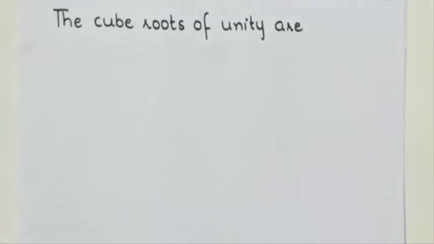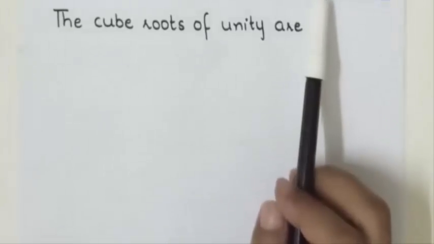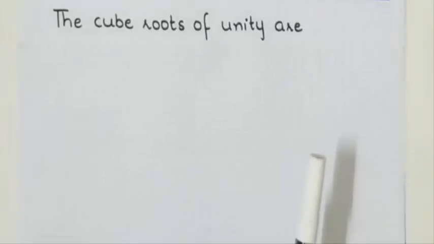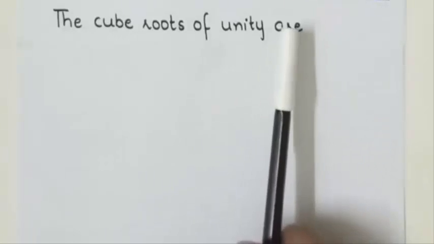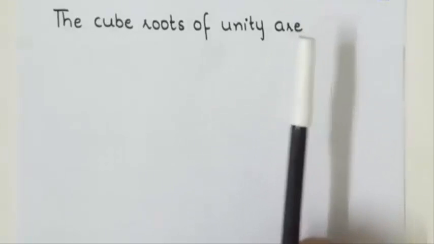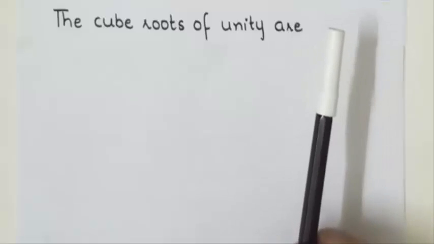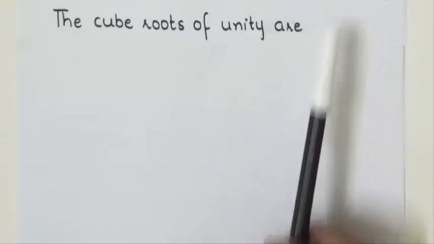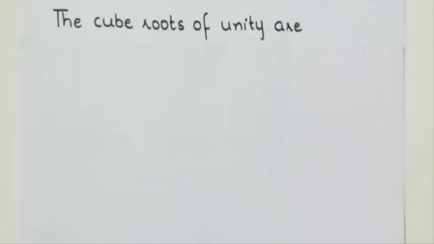Roots of unity. So basically the cube roots of unity are the cube roots of 1, because unity means 1. The cube roots of unity can be defined as the numbers which when raised to the power of 3 give the result as 1. So basically we have 3 cube roots of unity and these are 1.